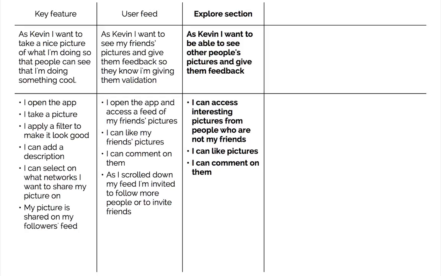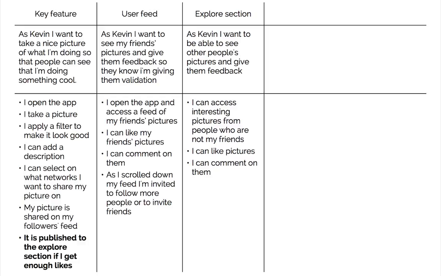Being published in this interesting pictures from other people section could also be a variable reward, a kind of jackpot reward, the You Super Cool reward. If we say that you have to get a high number of likes to get this reward, this will entice people to take very cool pictures, to invite their friends to use the app so they can like their pictures, and to interact a lot with people on the app. So let's update the main action. My picture is published to the Explore section if I get a high number of likes.